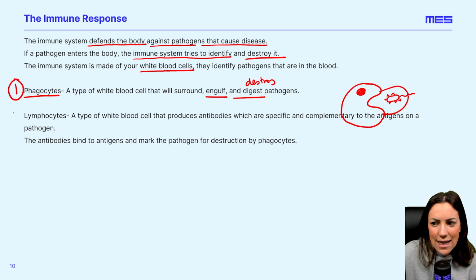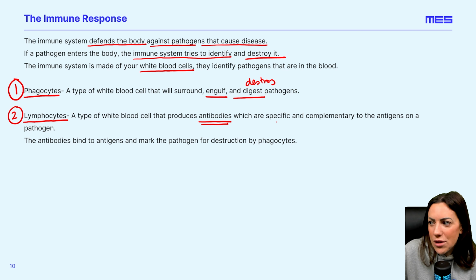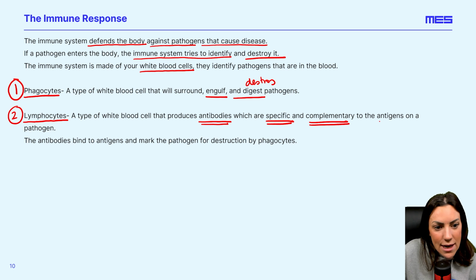Now, the second type of white blood cell is called a lymphocyte. These are both white blood cells, okay? Just they do different things. So the second type of white blood cell is called a lymphocyte. Now, this is a type of white blood cell that produces antibodies. I'm going to have to rub my picture out there, aren't I? And these antibodies will be specific and complementary to the antigens on the pathogen.